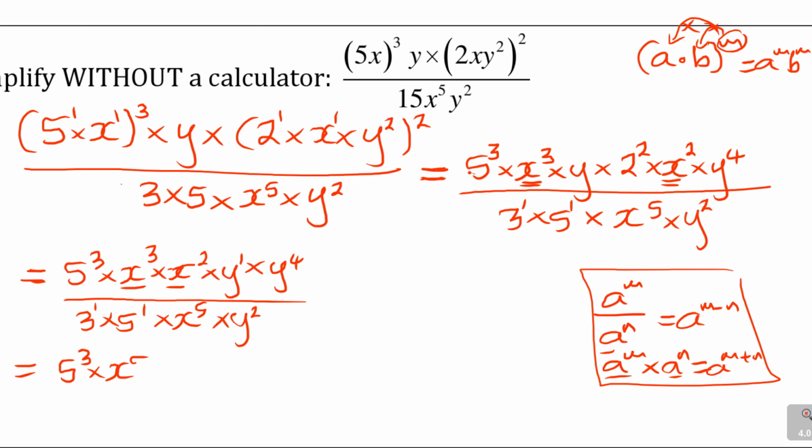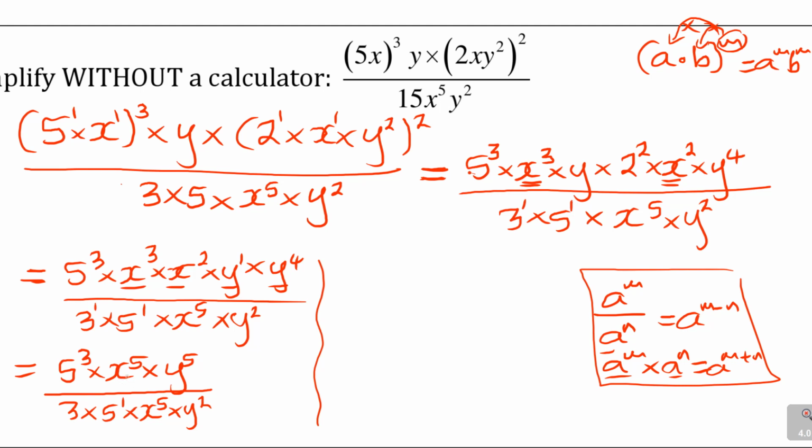For the sake of time, you must write 3 plus 2, then in the next stage you write 5. And then times y to the power, now y and y is 1 plus 4. You write that for the stage, but me, I'm just going to write y to the power 5, all over 3 times 5 to the power 1 times x to the power of 5 times y to the power of 2. Are you with me? Then it's much easier now.